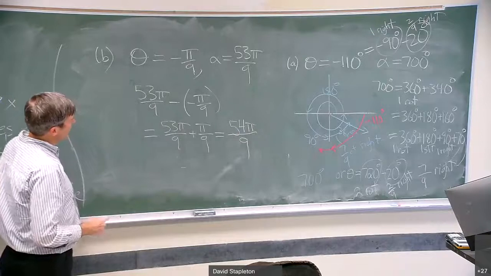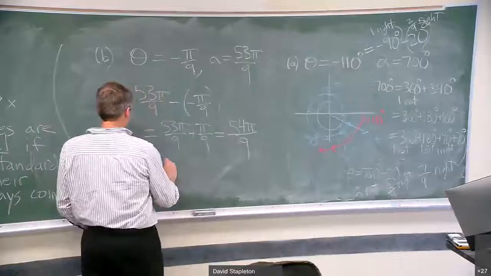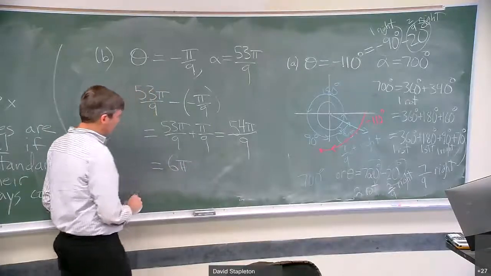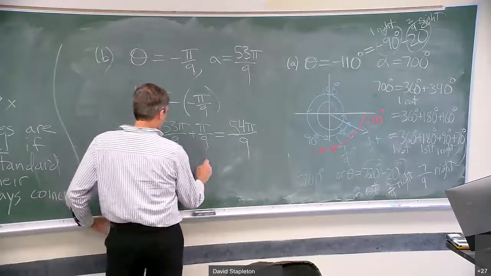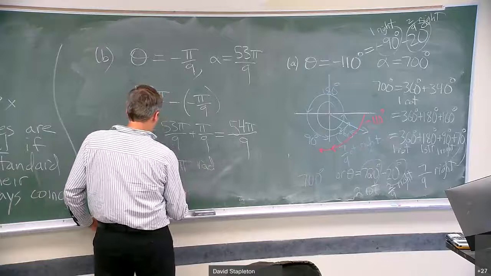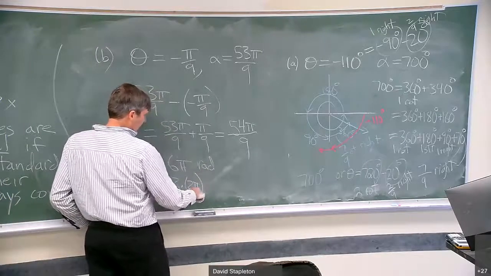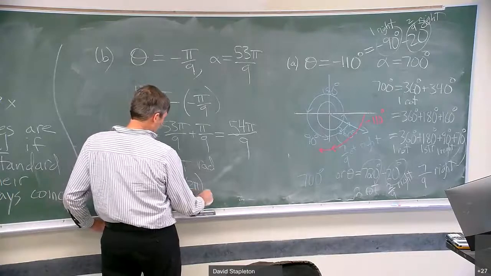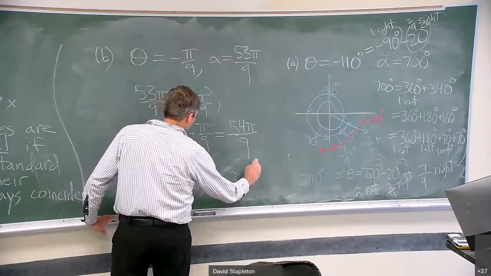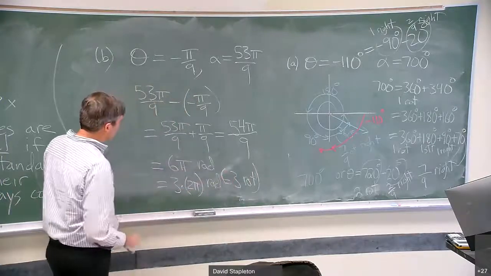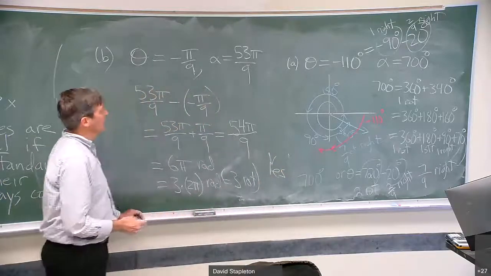And now does that reduce? Actually, it does, right? 54/9 is 6. So this is actually equal to 6 pi. They differ by exactly 6 pi radians. But you remember 2 pi radians is a rotation. So this is the integer 3 times a whole rotation. You could call this 3 rotations if you like. But once you see it's an integer multiple of 2 pi, you say, yes, they are coincident. Terminal rays, so they're coterminal angles.